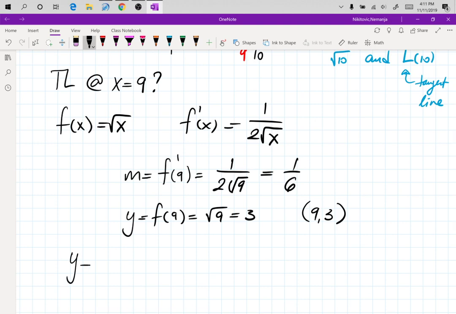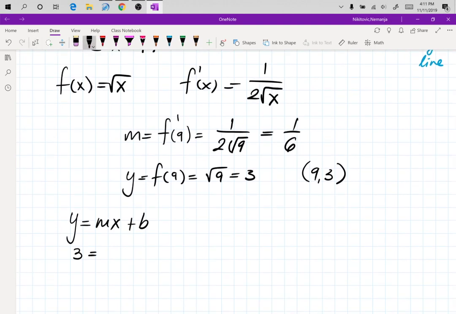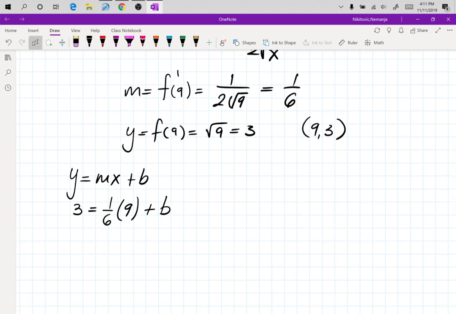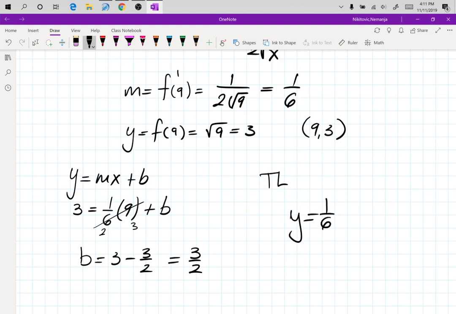So y equals mx plus b. y is 3, m is 1 over 6, and x is 9, and then plus b. The 9 and 6 cancel, we get a 2 and a 3. So b is equal to 3 minus 3 halves, which is 3 halves. And we get that our tangent line is y equals 1 over 6 x plus 3 halves.